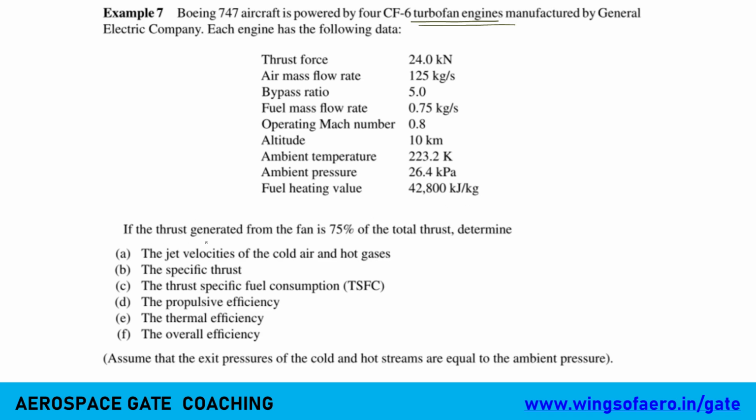If the thrust generated from the fan is 75% of the total thrust, determine the jet velocity of cold air and hot air, then specific thrust, TSFC, propulsive efficiency, thermal efficiency and overall efficiency. Now first and foremost, note down the parameters.